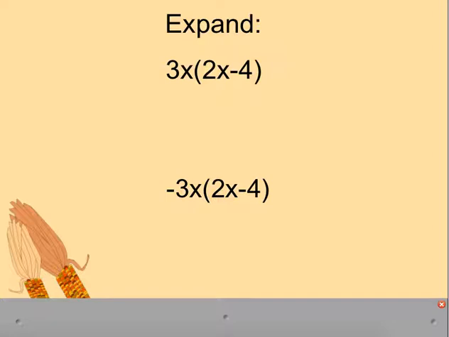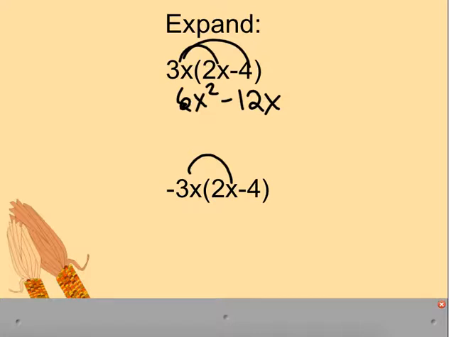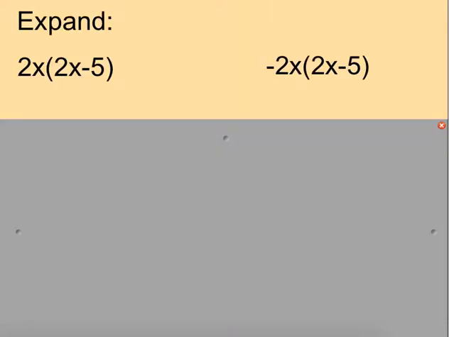So I'm going to take this entire 3x and multiply it out to say, okay, 3x times 2x is 6x squared. 3x times negative 4 is a negative 12x. And on the bottom here, I'm going to do a negative 3x times a 2x, so I get negative 6x squared. And a negative 3x times a negative 4, well, negative times a negative is a positive 12x. So it makes a difference having that negative outside versus not.